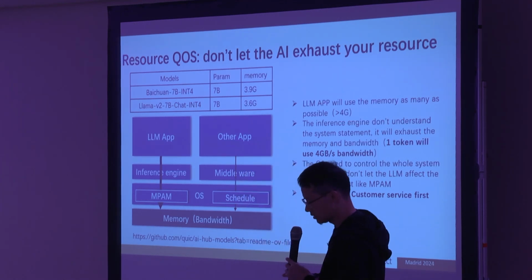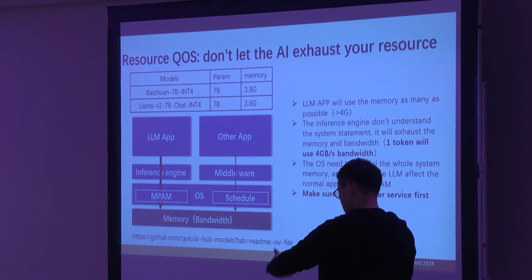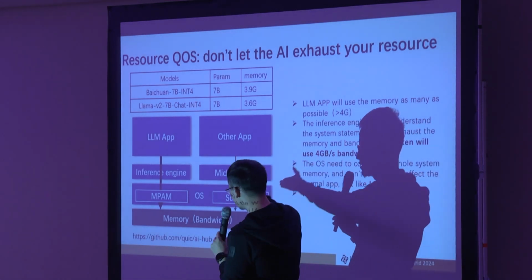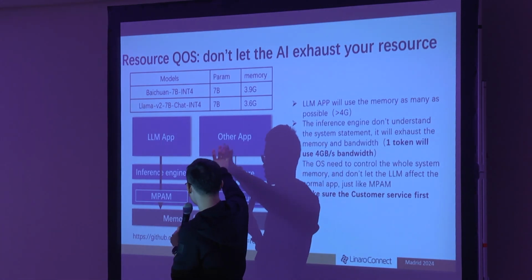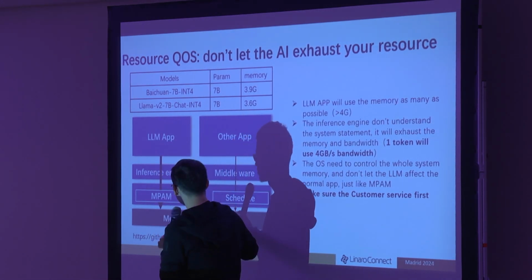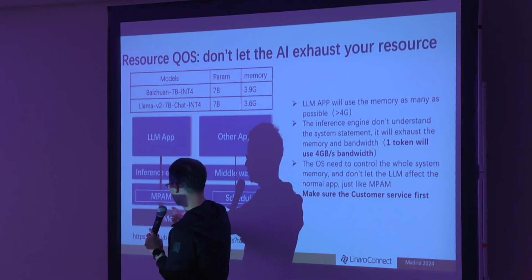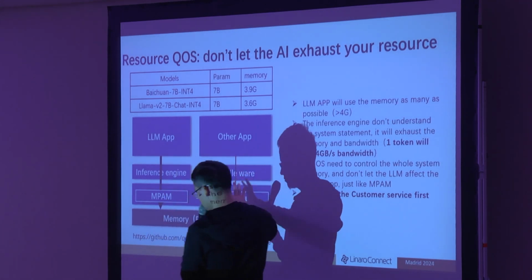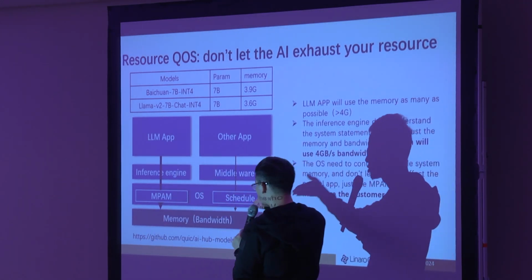Okay, the last one is resource queues. It means customer service first. For example, in your system, other apps are always working. If you put a new LLM app in your system, the LLM app will waste a lot of memory, with a lot of NPU, CPU. It will affect your system. Maybe make your system panic, make your system OOM. It's dangerous.